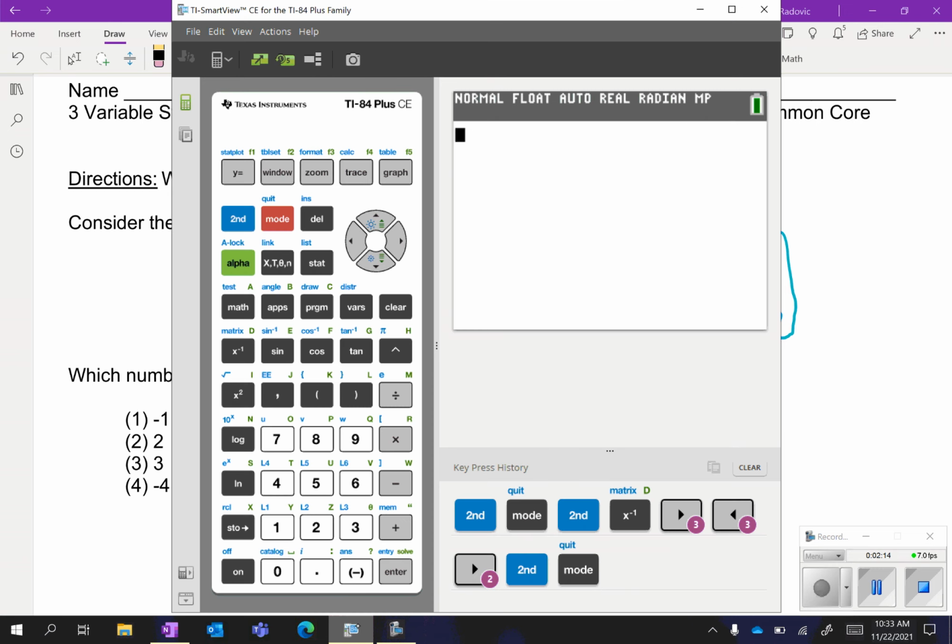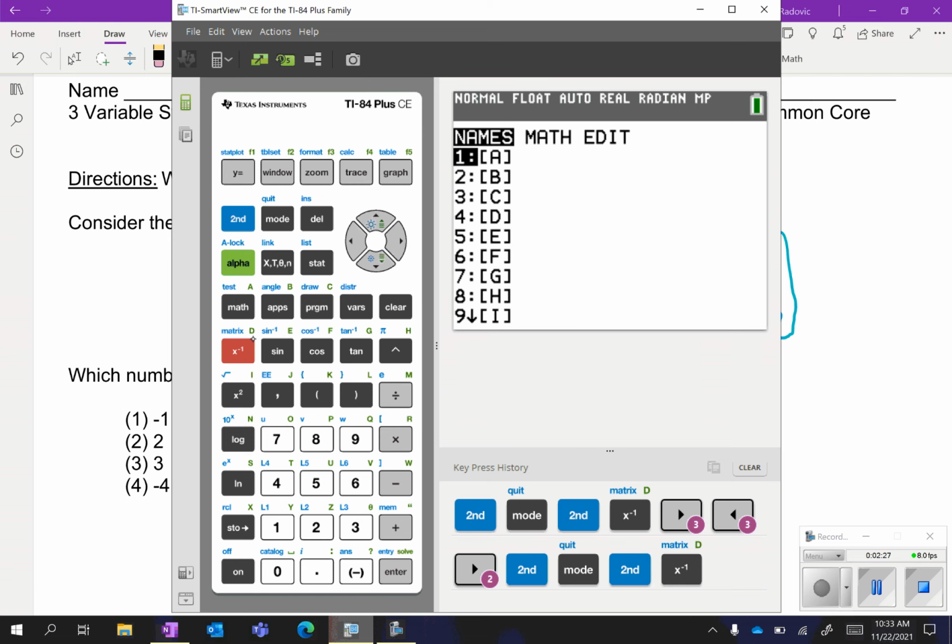Now, in order to put this into the calculator, we're dealing with a matrix. If you look at the left-hand side of your calculator, two buttons below the green alpha, it says matrix in blue. So I'm going to hit second, x to the -1 to get to matrix, and you're going to have 3 options. Those 3 options are names, math, edit. We're actually going to use all 3 from right to left. So we're going to start with edit. We need to edit what our matrix is.